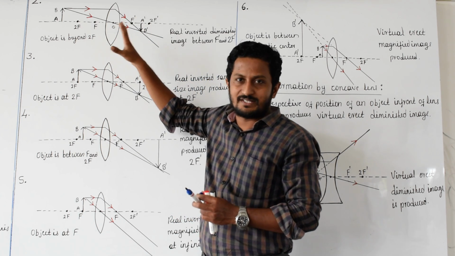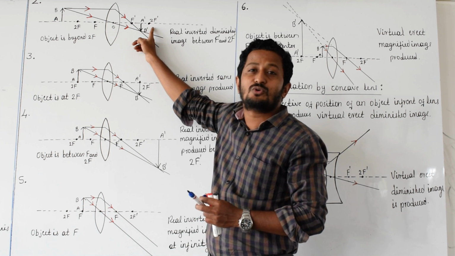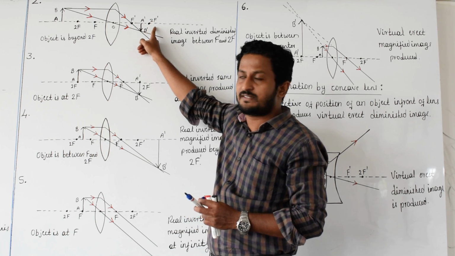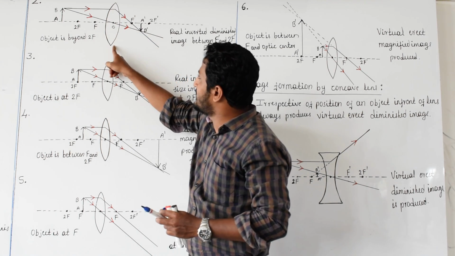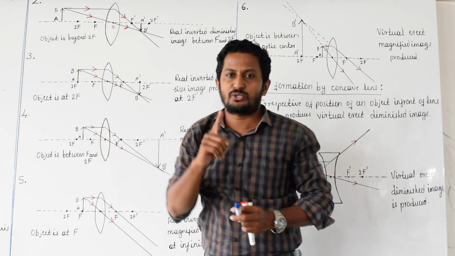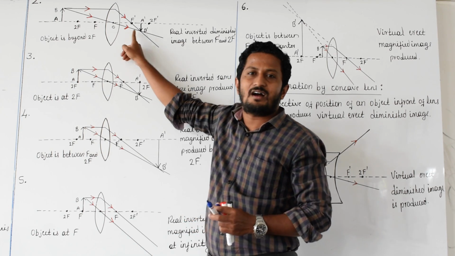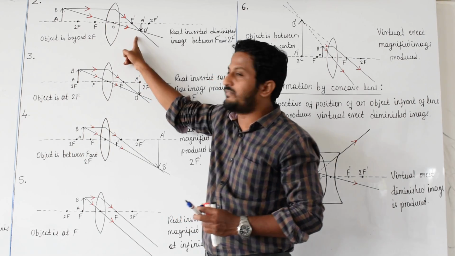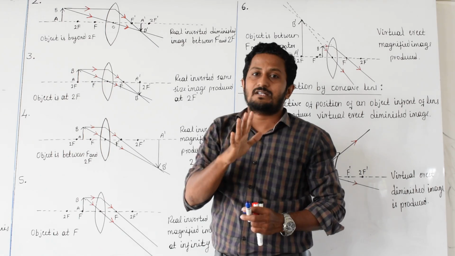O to F, how much distance is there? The same distance you have to take between F dash and 2F dash, for this surface. Similarly, for this side, F and 2F. One thing we should know: O to F and O to F dash distances are the same. The F point and F dash point are equidistant from the optical center.